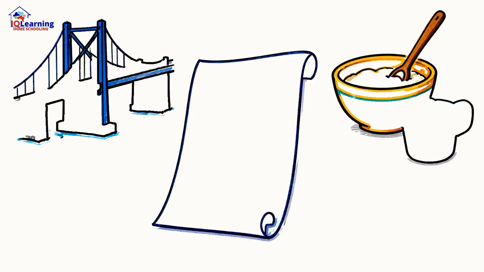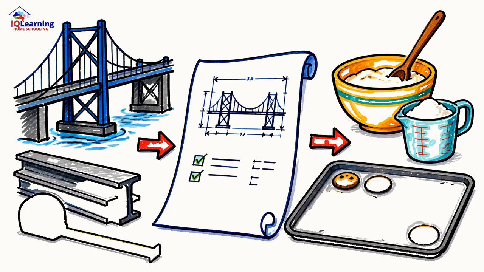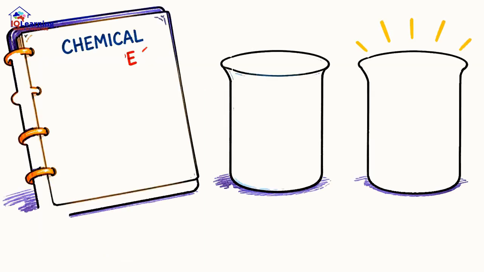When you build a bridge, you don't guess how much steel you need. When baking 1,000 cookies, you don't guess the amount of flour. You need a precise plan. In chemistry, that plan is called stoichiometry.